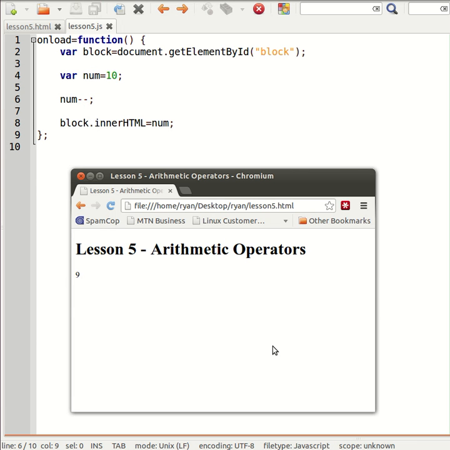So this ends our lesson in working with arithmetic operators.